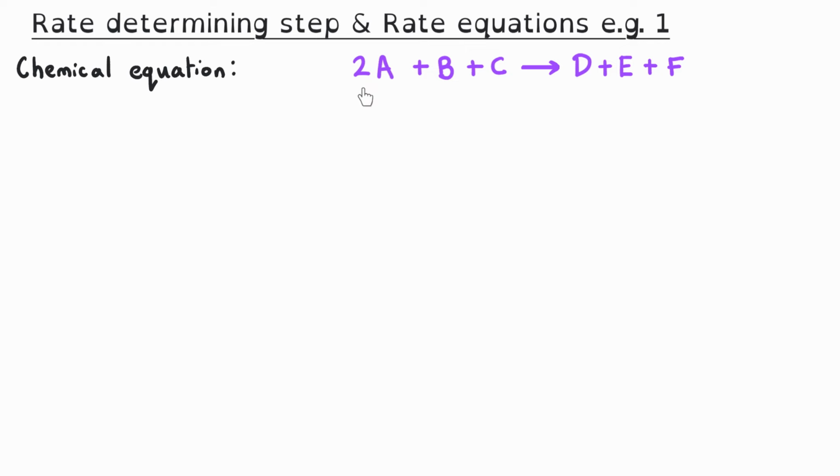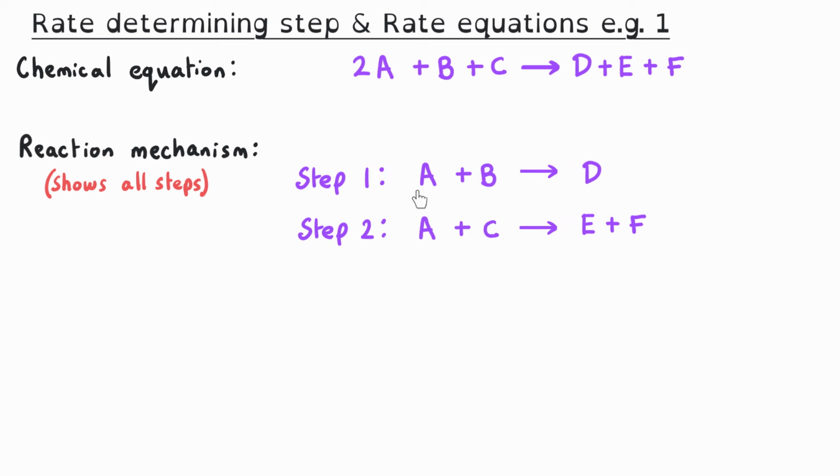The chemical equation shows the overall changes that occur during a particular reaction. And so we might have 2A plus B plus C reacting together to produce D plus E plus F as our chemical equation. But the reaction mechanism might show that this reaction occurs in successive steps. In step 1, A plus B react together and produce D. In step 2, A plus C react and produce E plus F. And so overall, the chemical equation represents the changes that occur, but this has taken place over several steps.